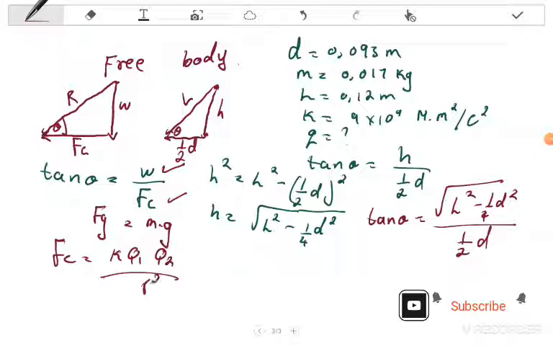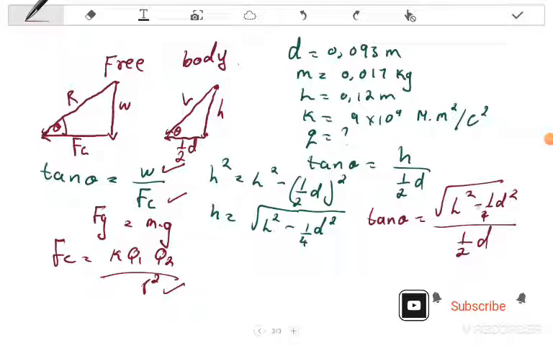So the distance between the two spheres, we know what that is. The Q1 and Q2, we know that these are the same, so therefore this is one unknown. We don't know what that is. K we know. Let's go to the other tan theta.